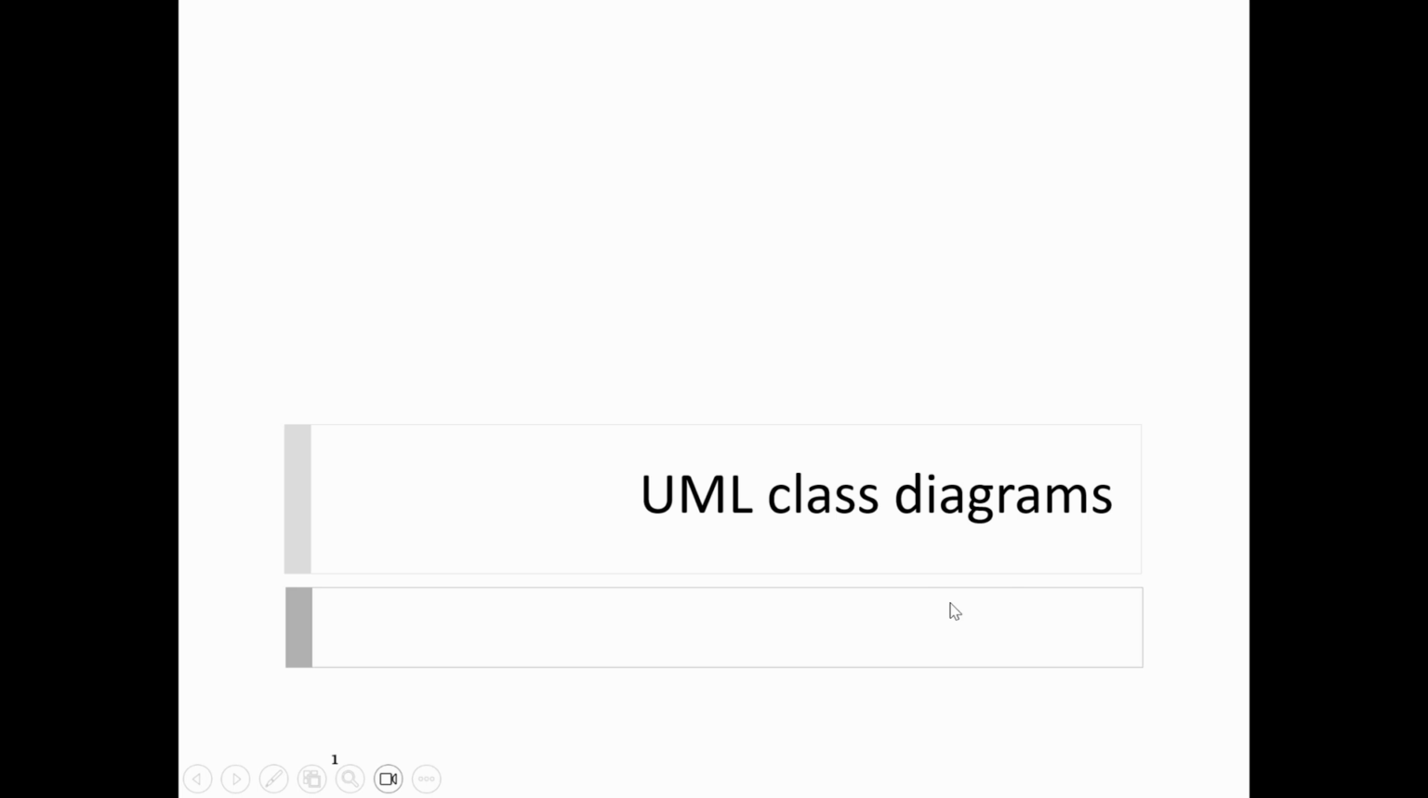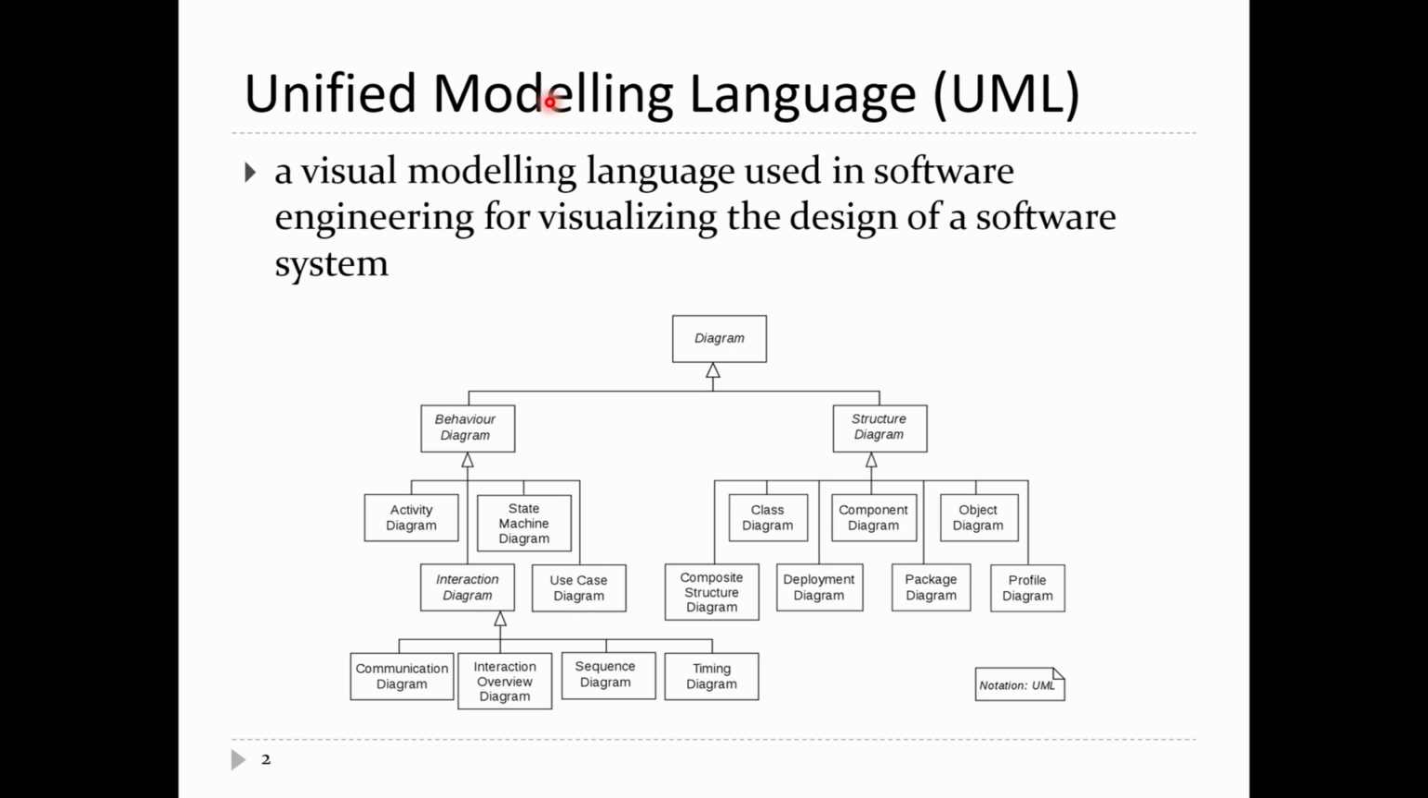Okay, so UML class diagrams. There's this thing called UML that you're going to encounter if you do more computing science courses. In particular, if you do the software engineering courses, you're going to run into these UML diagrams. UML is a visual modeling language. It's a language that's basically made up of pictures. It's used in software engineering for visualizing the design of a software system. That picture there is a UML diagram that illustrates the UML language. So we're using UML to describe itself.